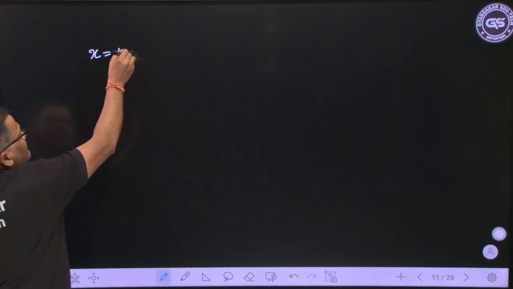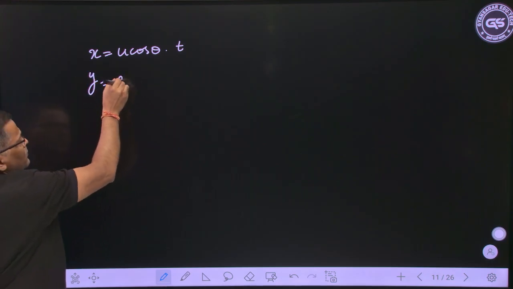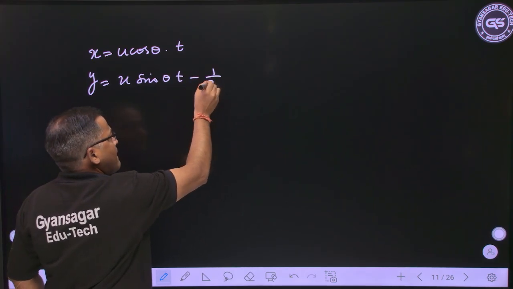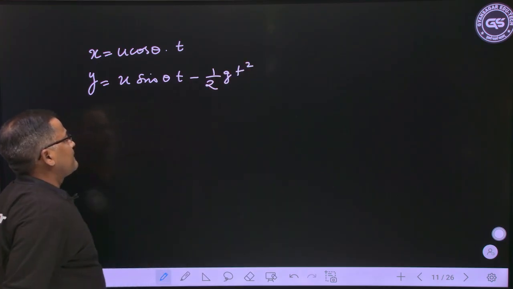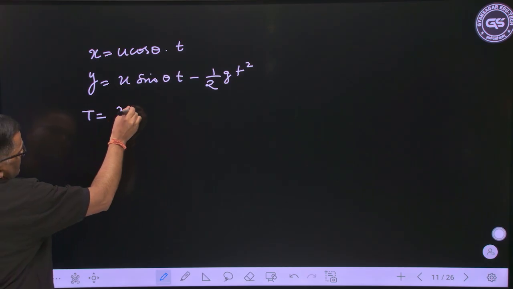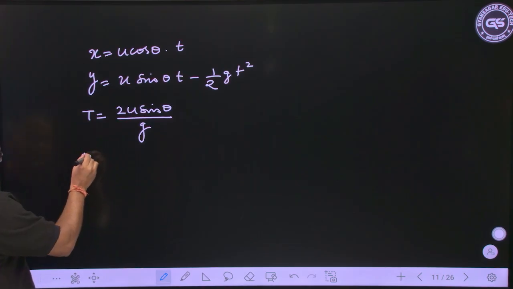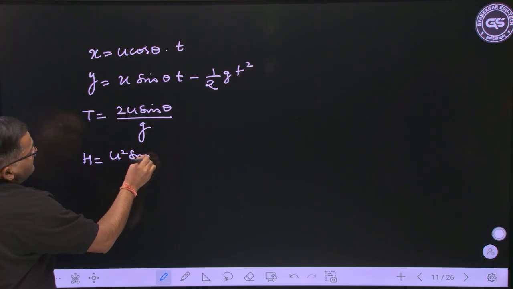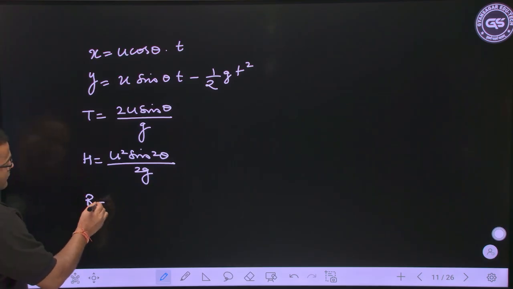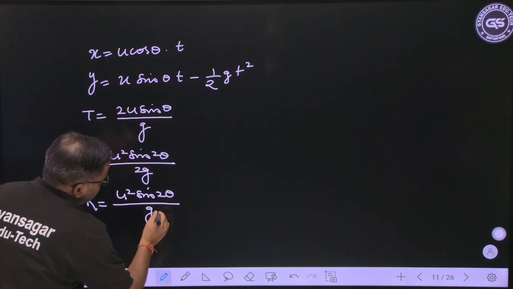x equal to u cos theta t, y equal to u sin theta t minus half gt square. Then T equal to 2u sin theta by g. H equal to u square sin square theta by 2g. Then r equal to u square sin 2 theta by g.